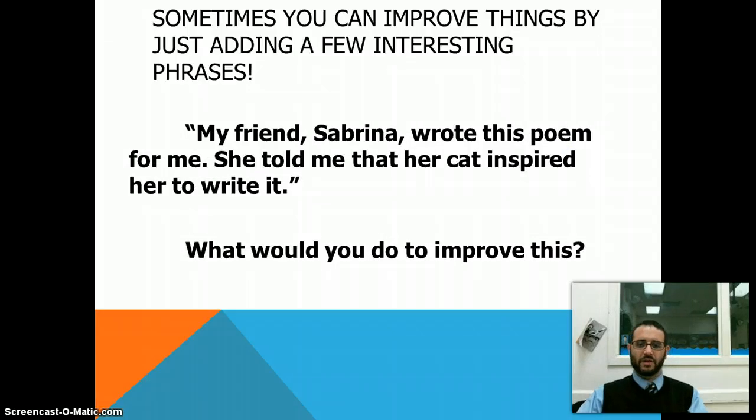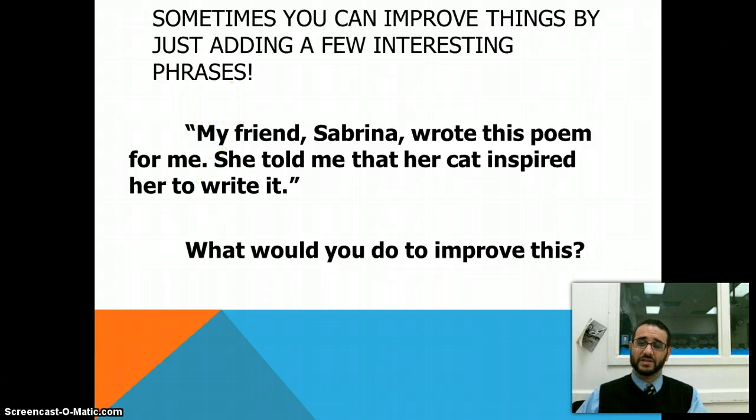Here's another one. "My friend Sabrina wrote this poem for me. She told me that her cat inspired her to write it." Again, if you want to keep it as compound, you can put, oops, a comma after "me" and then insert "and." All right, now you've got a compound sentence.